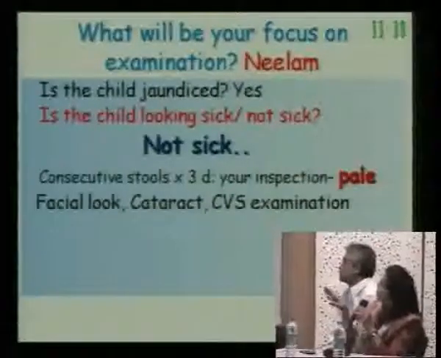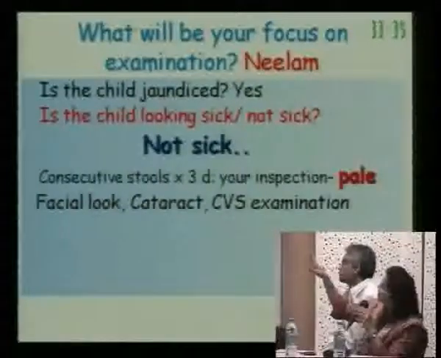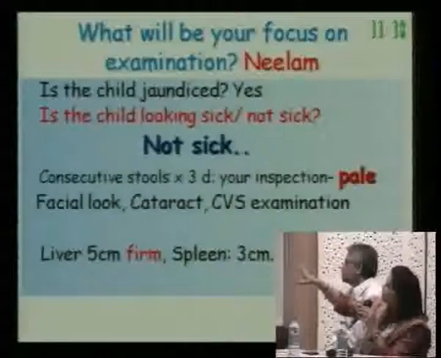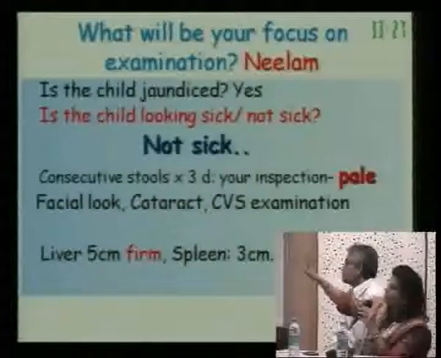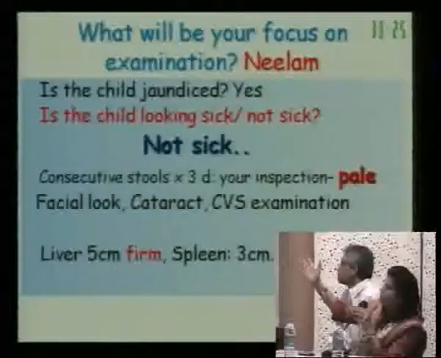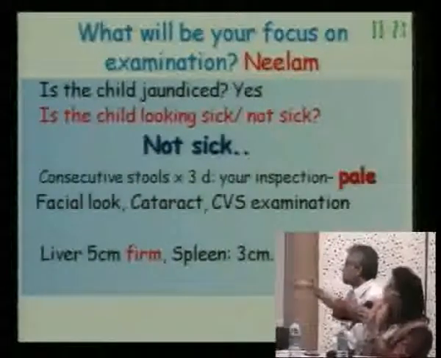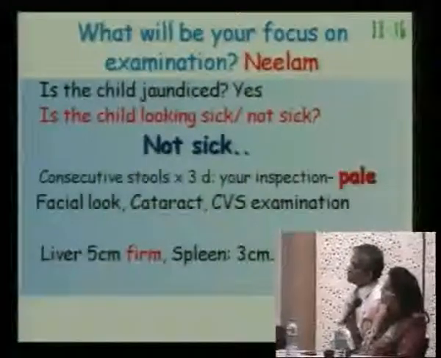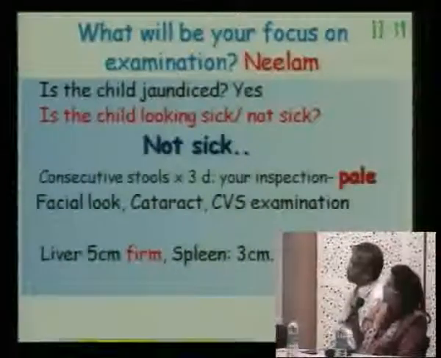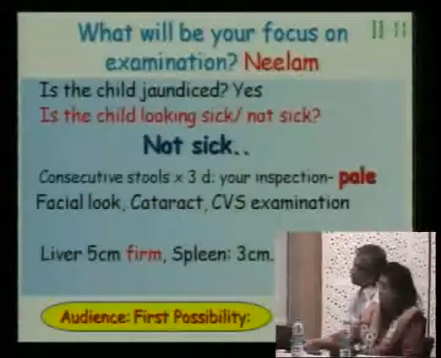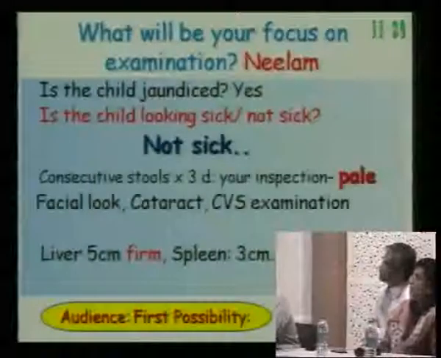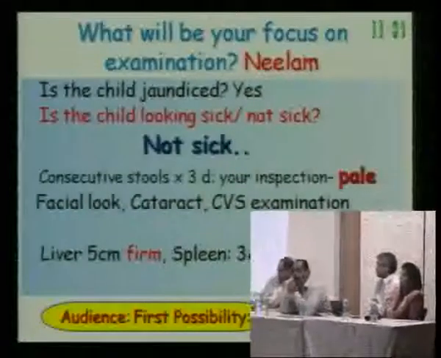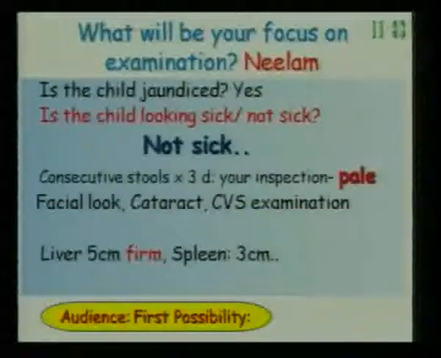And now in this particular child, a jaundiced baby, not sick, I have seen the stools, which are pale, and do I assume there is no cataract and looks are normal in a term baby? Yes. Okay. So in that case, on examination the liver is 5 centimeters, firm in consistency, and the spleen is enlarged 3 centimeters down. Audience, first possibility: cholestasis. Young baby, pale stool consecutively, liver firm in consistency, spleen 3 centimeters, child is not sick, no other features. First possibility.